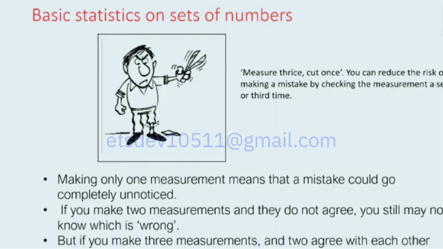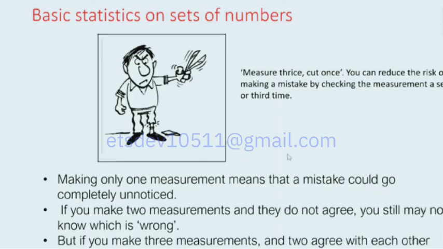If you do 2 as duplicate and the 2 vary, how are you sure that 1 is correct or 2 is correct? However, if you do 3, at least among the 3, 2 of them will be close to each other, and you could report them. If all the 3 are different, then you are a bad analyst and you need to repeat it.